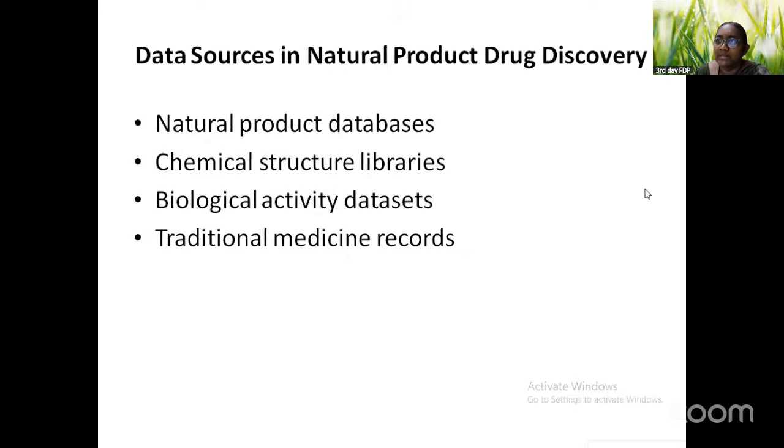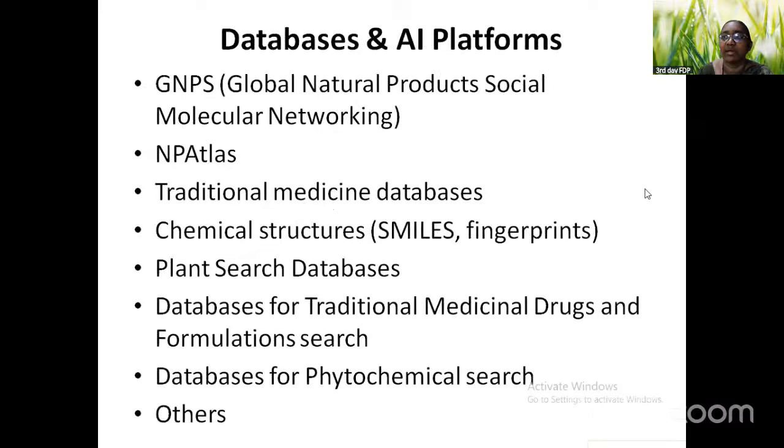Whereas data sources in natural product drug discovery are natural product databases, chemical structure libraries, biological activity datasets, and traditional medicine records. Based upon these data sources, the machine learning will interpret the similarities and differences. Based upon that, it will give the inference of which medicinal plant has which phytoconstituents present, and what possible biological activities may be elicited by that particular medicinal plant or an isolated compound.